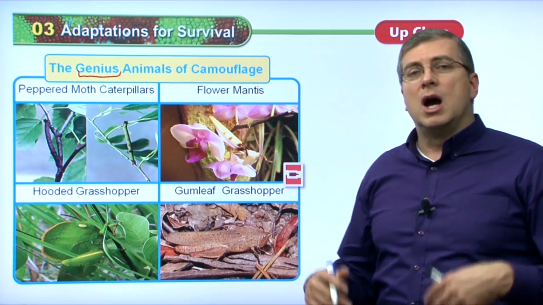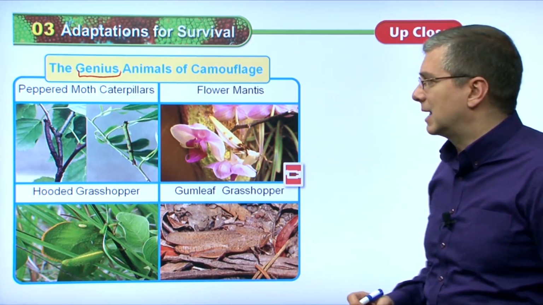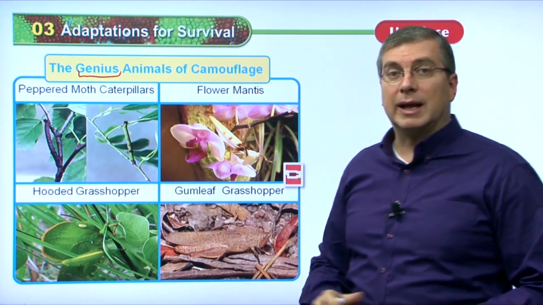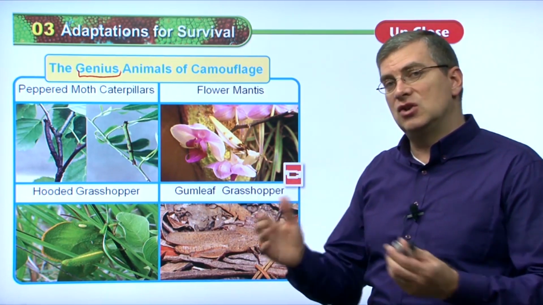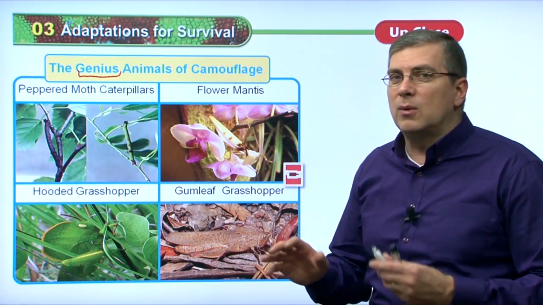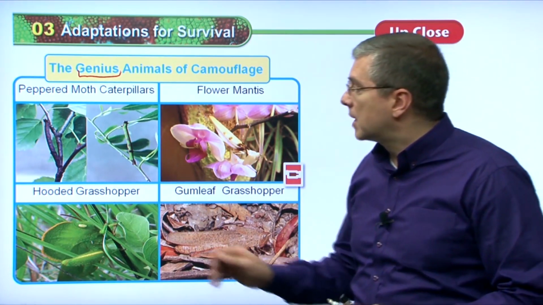Insects, of course, are very good at camouflage. Insects are the masters at camouflage. Here we have a peppered moth caterpillar. A caterpillar, of course, is a worm-like insect that changes into a butterfly. But before it's a butterfly, it can't move around a lot. It has to be able to hide in its environment.